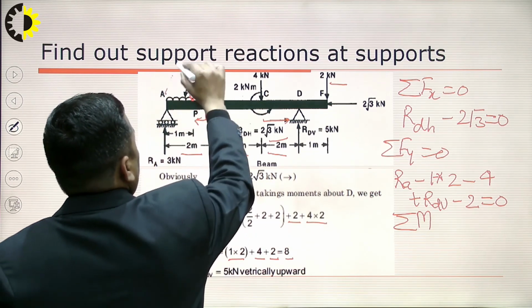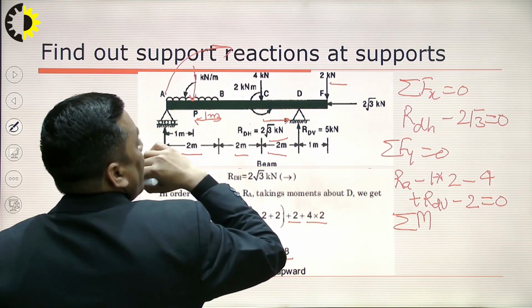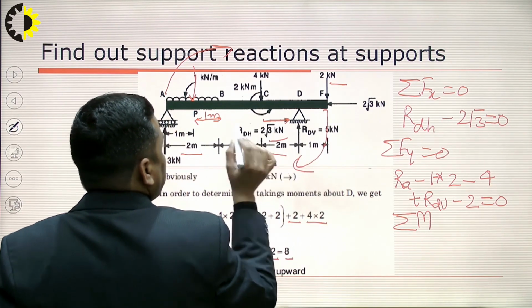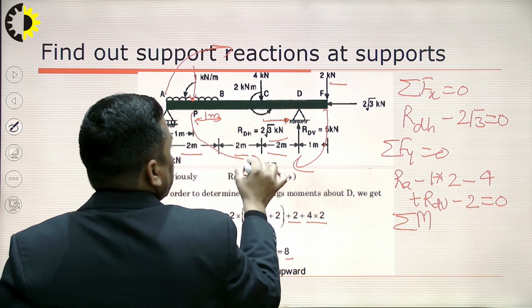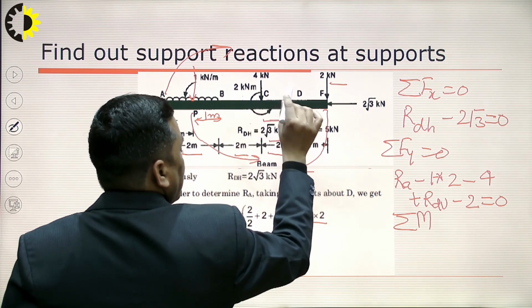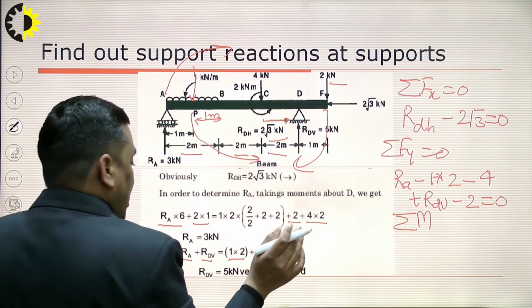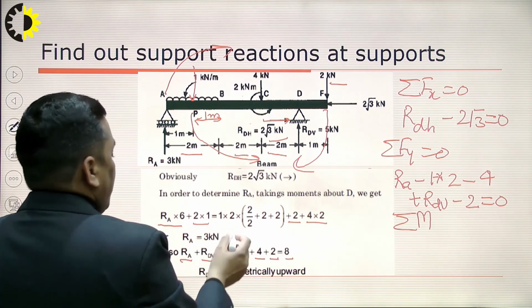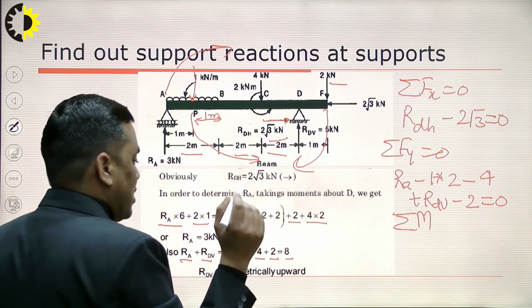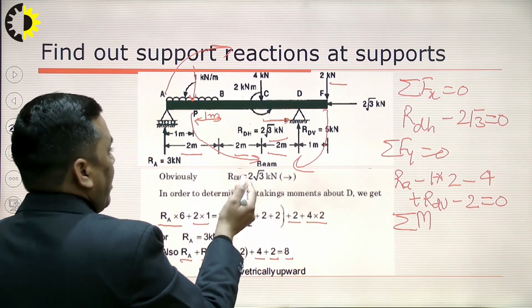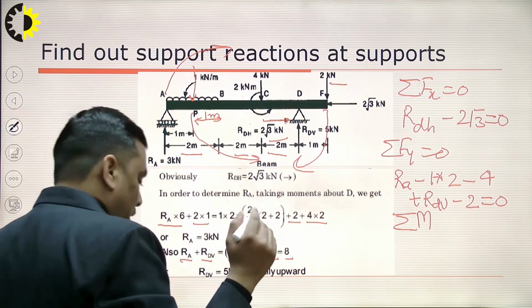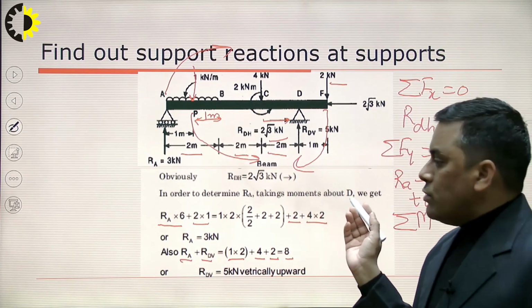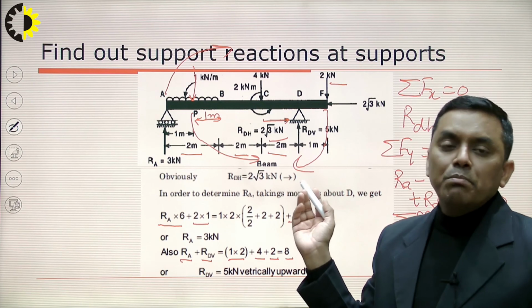This 2 kilonewton force has a clockwise tendency, others have an anti-clockwise tendency. Because of clockwise and anti-clockwise rotational tendency, the algebraic sum can be taken, and by solving all these three equations we can get Ra, RdH, and RdV. So this is the way we can find the support reactions in beams.